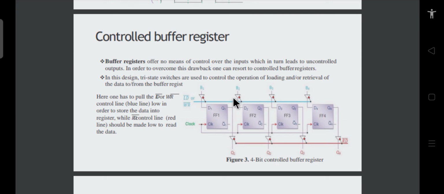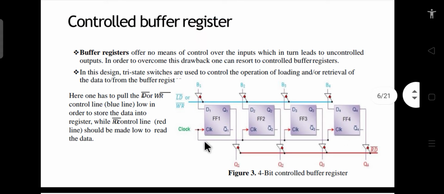So to overcome that problem of buffer registers, in which we don't have any control over the input word, we want some control mechanism. To include that, we use controlled buffer registers. In controlled buffer registers, we use a circuit, or you can see this line, which is used for writing, for loading the buffer registers.